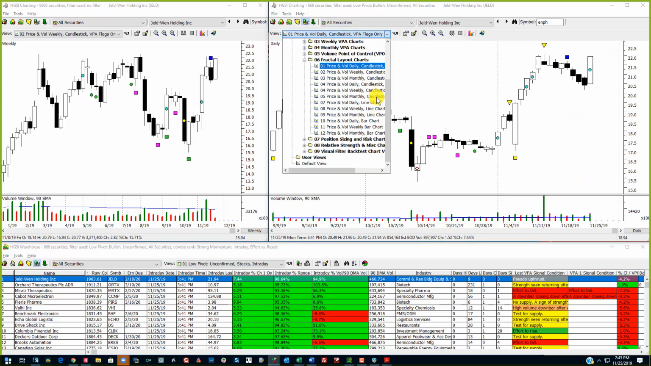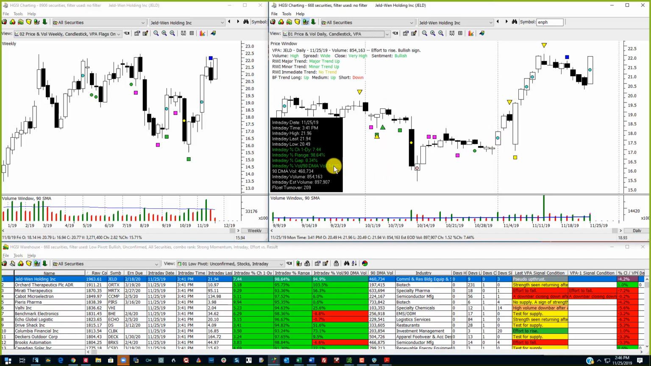Now I'm going to switch screens here. I'm just going to go up to my price and volume daily, and this information is here in the warehouse. It's also in the chart. I like to look primarily at the chart view. I just like the way it's organized. So it's up 7.44%, and the percent volume to the 90-day moving average volume is up 94.9% today, and you can see that that is represented over here on the right-hand side.